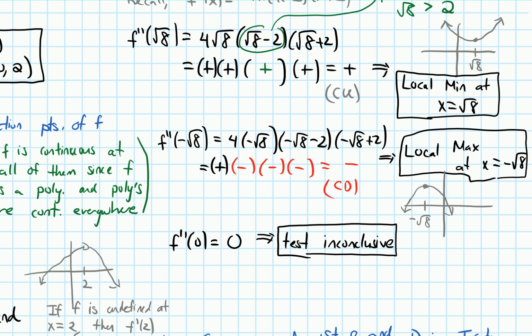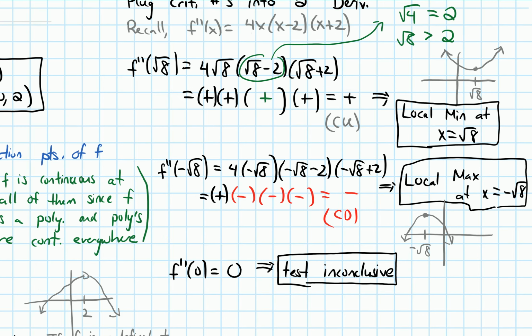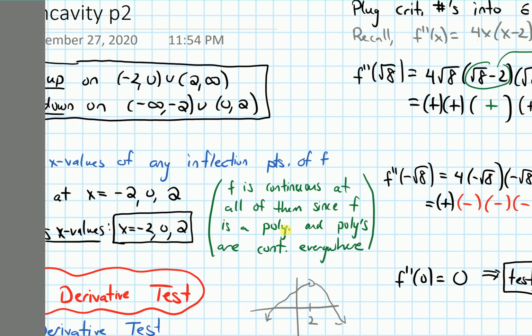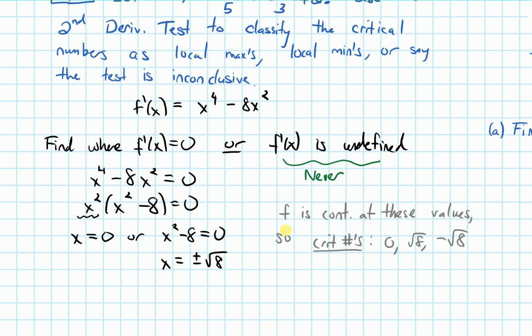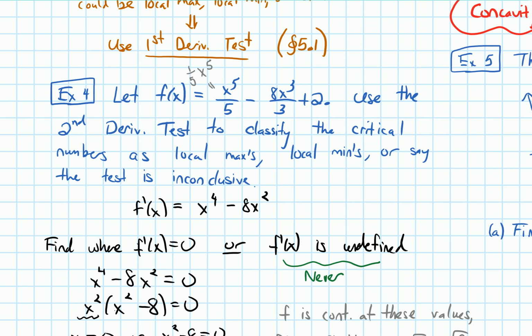So for the purposes of our example, we get to stop here. Because this example just said, let me go back to it, this example just said, use the second derivative test to determine whether the critical numbers are local maxes, local mins, or say that the test is inconclusive.